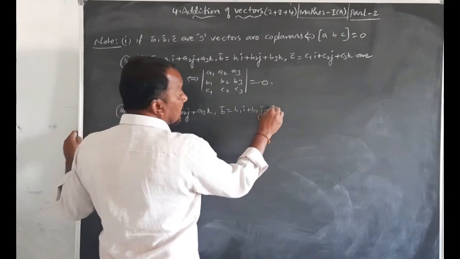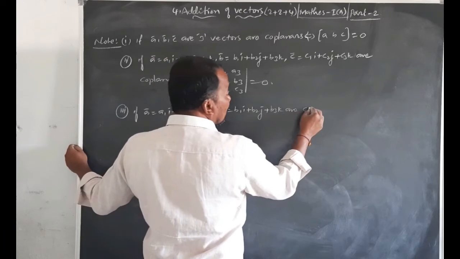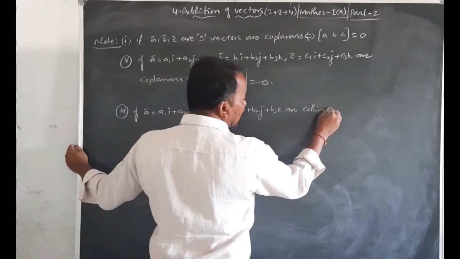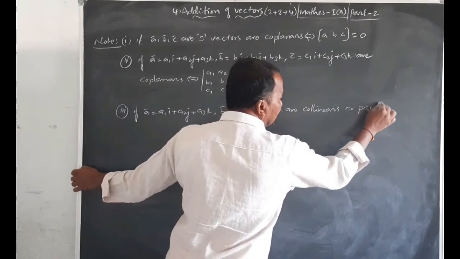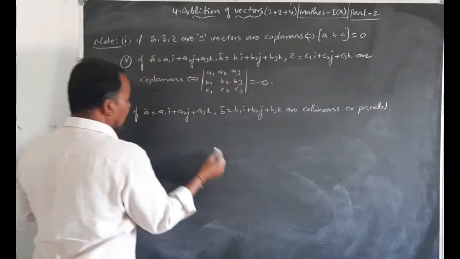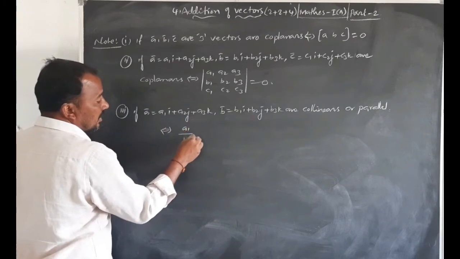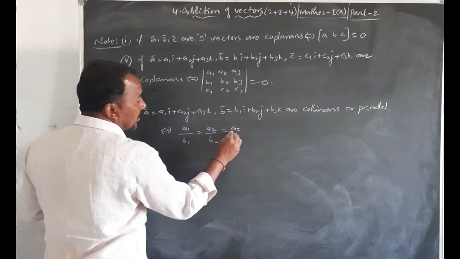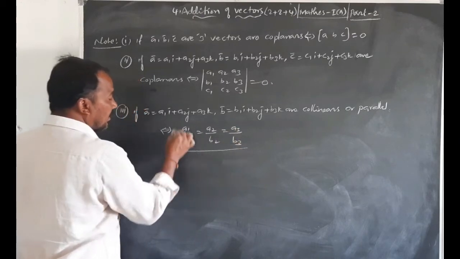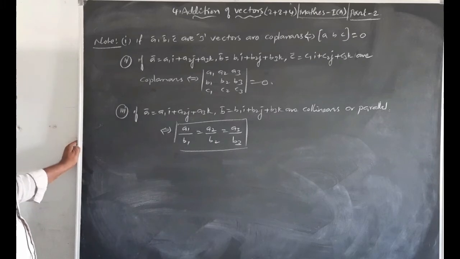Next, third point: if A bar equals A1 i plus A2 j plus A3 k and B equals B1 i plus B2 j plus B3 k, they are collinear or parallel if and only if A1 by B1 equals A2 by B2 equals A3 by B3. That is the condition for collinear or parallel vectors.